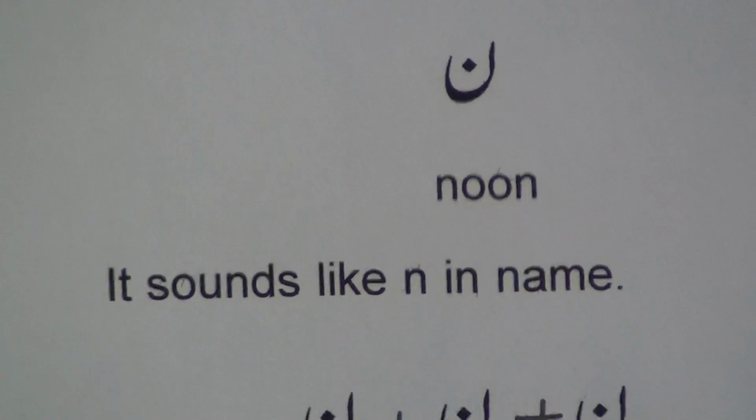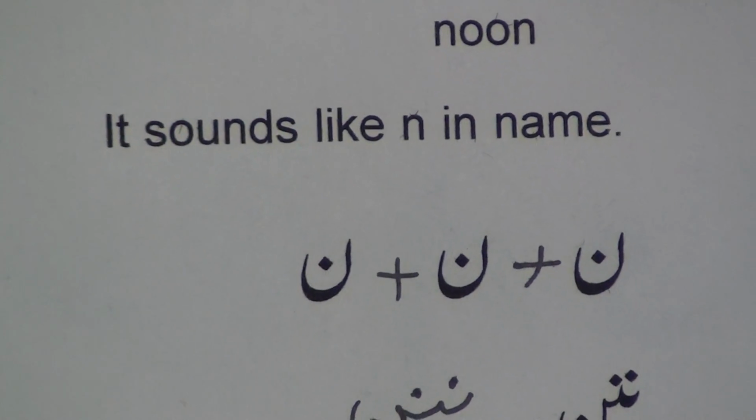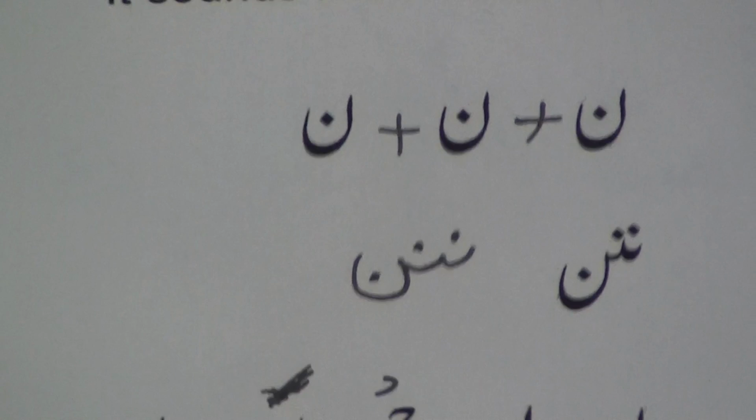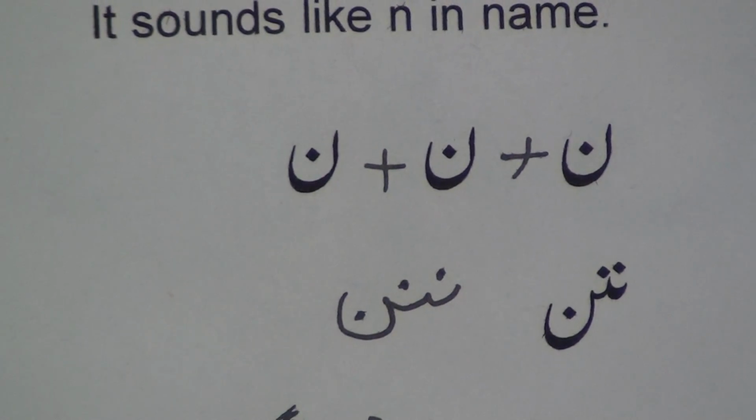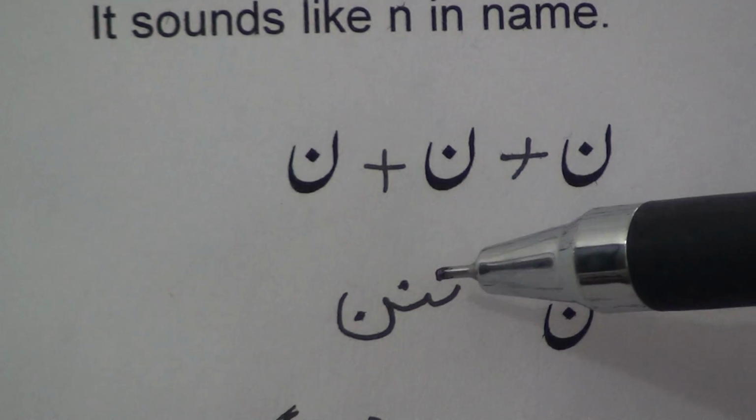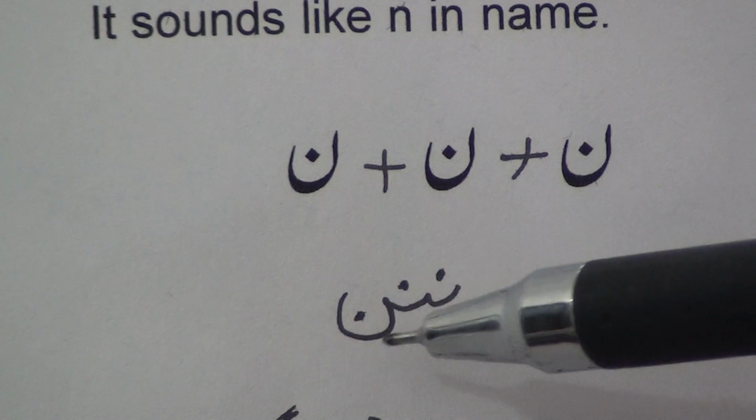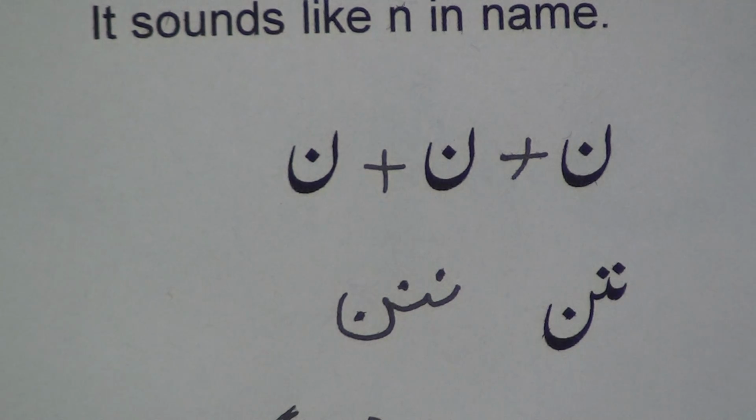32nd letter of Urdu alphabet is Noon. Noon. It sounds like N in name. Noon plus noon plus noon is written like this. Noon at the beginning, noon at the middle, and noon at the end of the word.